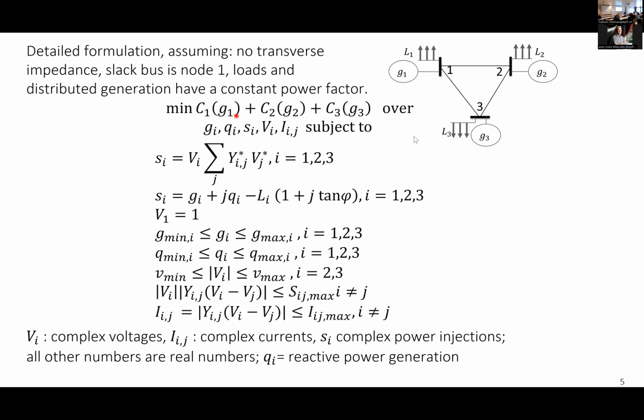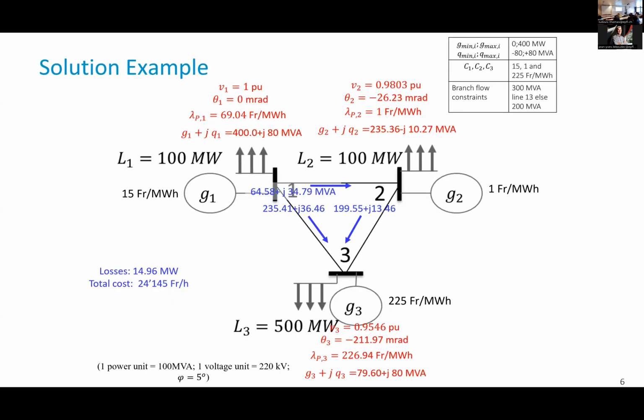So that's the problem I have to solve. It's a small problem for this example because I have only 3 nodes, so I have 10, 15 variables. So if I have a small problem, I can solve it by brute force. I ask MATLAB with fminsearch to solve it, and this is what I did here, and it could be solved. And here's the solution.